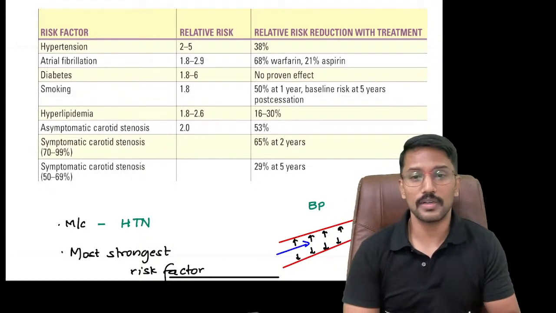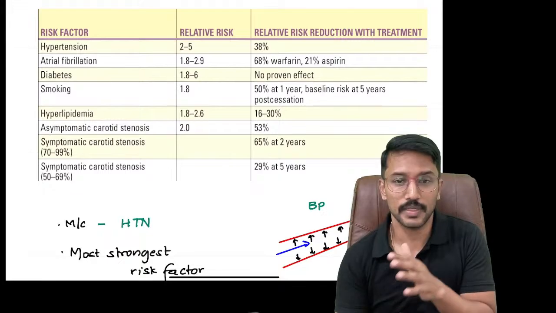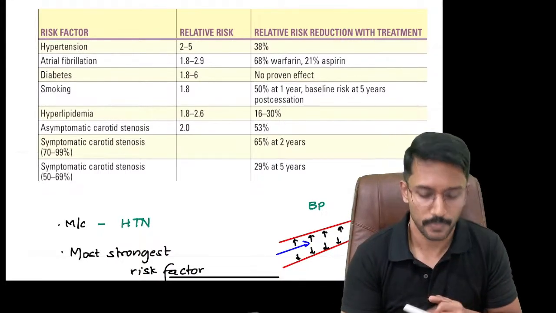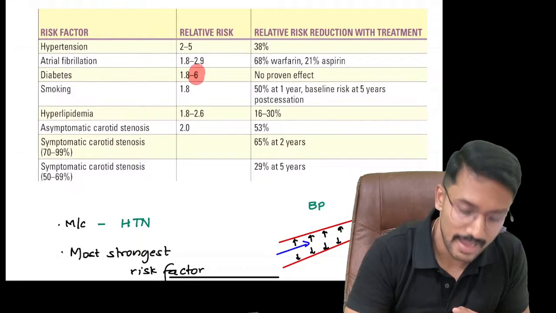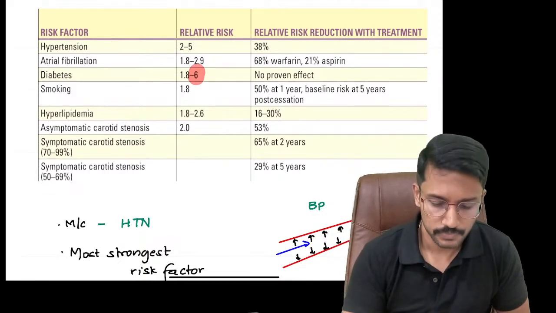So an uncontrolled diabetes is a terrible risk factor for stroke. And that is why a good diabetes control is very, very important. Okay. So the relative risk can go as high as 6, and that's why it becomes the strongest risk factor.